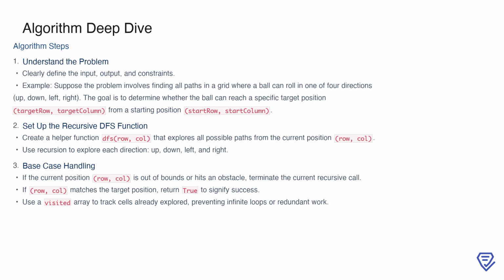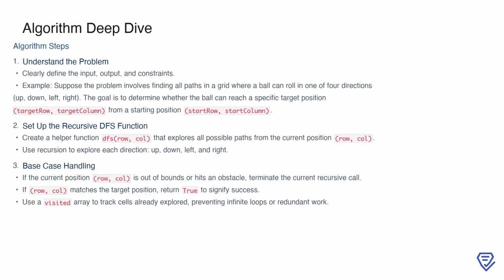Next, we set up a recursive depth-first search, or DFS, function, which will help us explore all possible paths. This function, called DFS(row, col), is designed to simulate the movement of the ball from its current position to every valid direction. Each recursive call will explore a potential path, moving step by step in one direction before trying others.